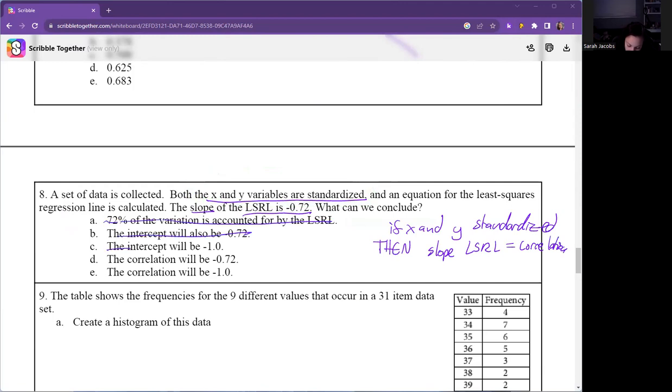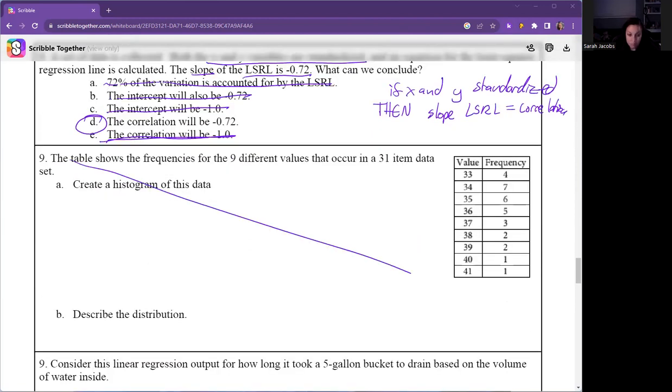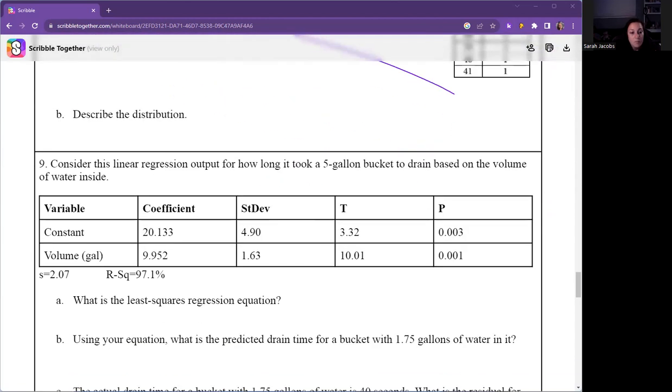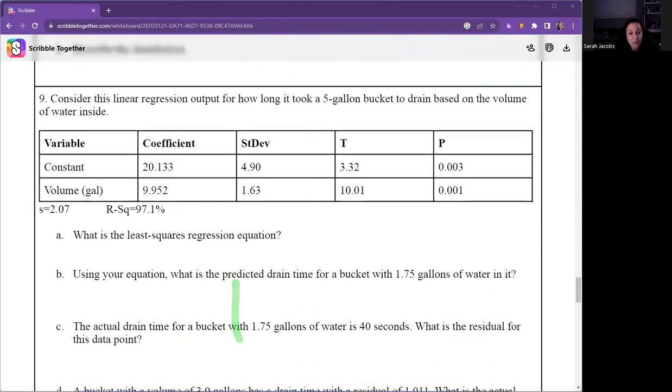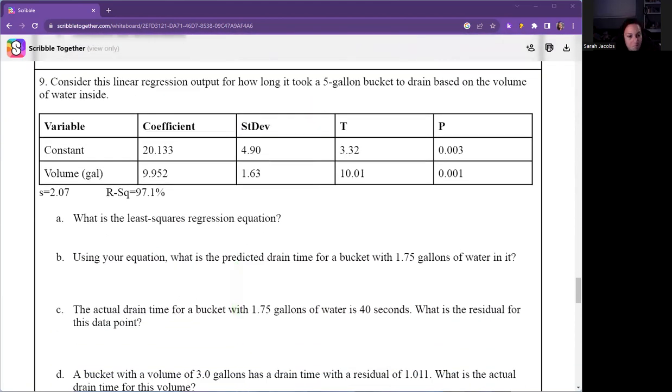We're not talking about intercepts. The correlation is also negative 0.72. It only happens when the variables are standardized. In all other cases, the slope and the correlation are not the same thing. Question 9 again. Repeat from Unit 1. Did I have 2 question 9s? I do. Cool. So this question 9, this is a newer one.